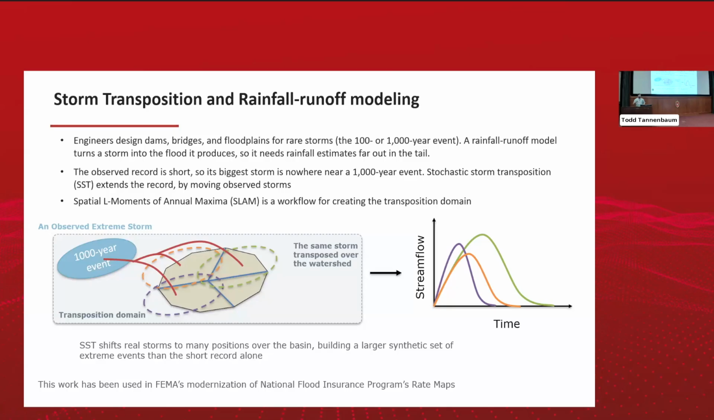To responsibly do this, we have to determine what's called a transposition domain, which is the area around a watershed that has roughly similar precipitation characteristics, enough that it's valid to move the storm from its original location to somewhere on the watershed. This procedure is being harnessed by FEMA to update the National Flood Insurance Program across the country. So determining how to draw these transposition domains is really important to do in a repeatable, justifiable way. So we have developed the spatial L moments of annual maxima methodology, called SLAM, which will automatically draw these domains for a given basin.